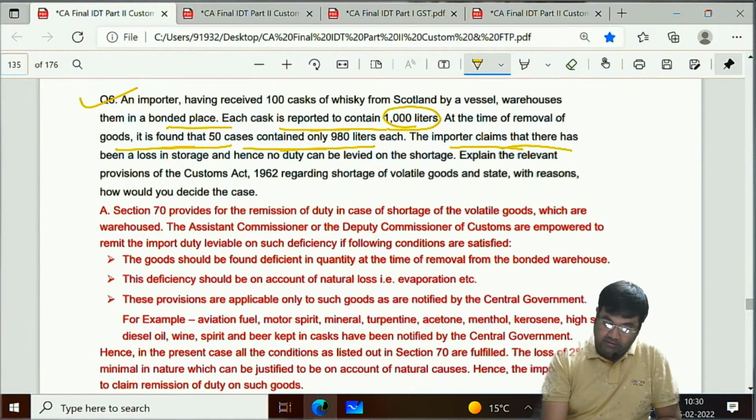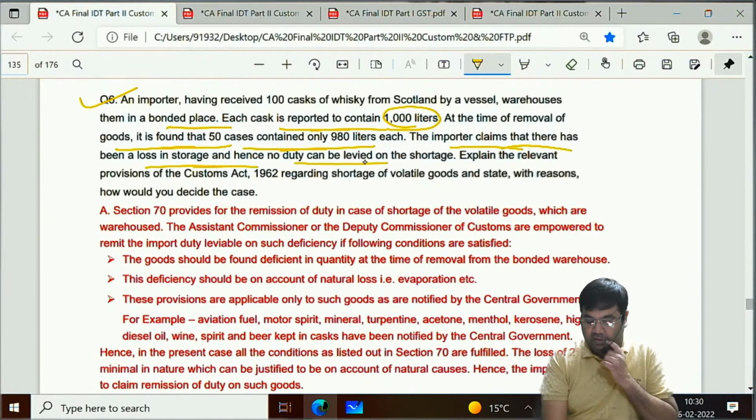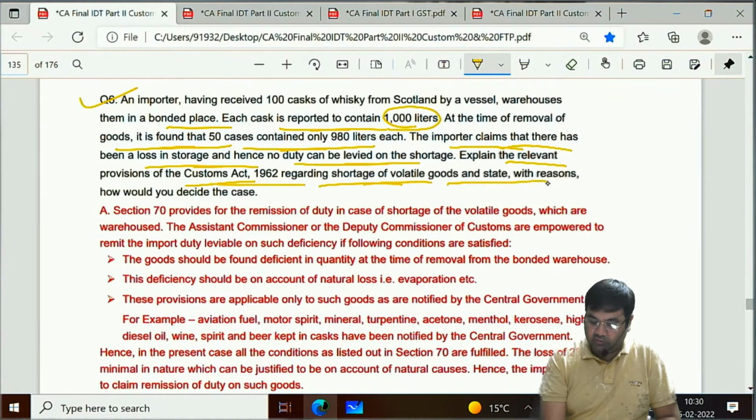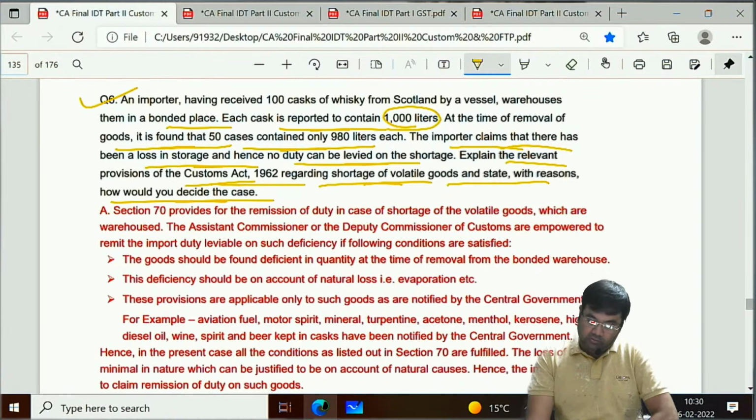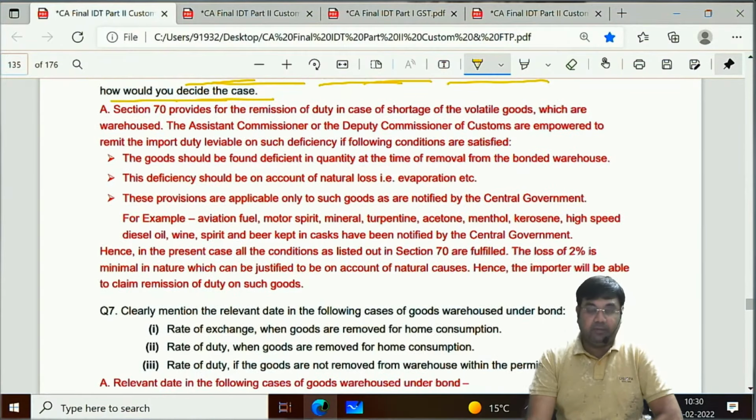The importer claimed that there has been a loss in storage and no duty can be levied. Explain the relevant provision of the Customs Act regarding storage of volatile goods and state with reasons how you would decide the case. Remember Section 70, evaporation. According to Section 70, if it fulfills that criteria, then duty can be remitted on such evaporation.